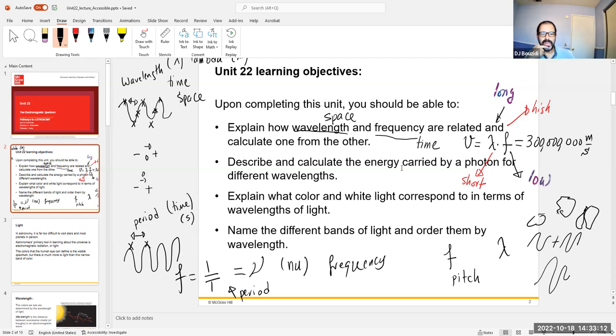Then the next one, slightly longer in wavelength, slightly lower in frequency, but still dangerous, are the X-rays. X-rays are the next level in terms of wavelengths, okay? And they are actually extremely dangerous too. You don't want to be too exposed to them.